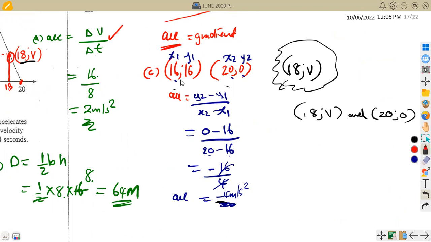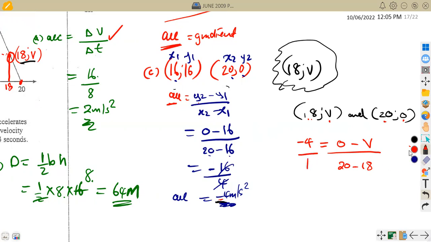Remember what we did to calculate acceleration. We said acceleration is equal to y2 minus y1. That is acceleration minus 4 is equal to y2 minus y1, so it's 0 minus v over x2 minus x1, which is 20 minus 18. So it's going to be 20 minus 18 like this. So you are using the gradient concept to say the gradient on a straight line is the same. It is the same thing with acceleration, it is the same. So by doing this, I can calculate the value for v.